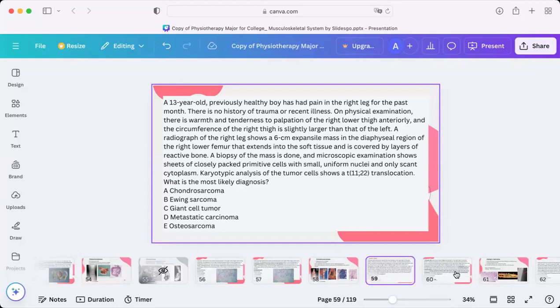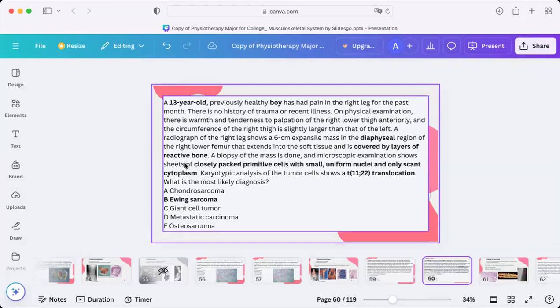Age, correct. Good job. That is true. It most commonly occurs in the diaphysis, okay? It's most commonly covered by layers of reactive bone. You guys know how this is typically described. You know how these layers of reactive bone are described histologically speaking.